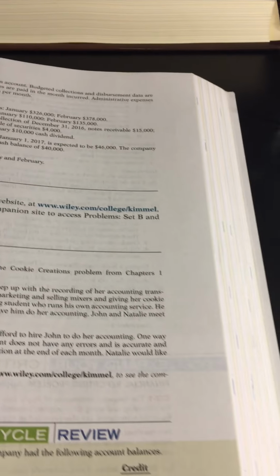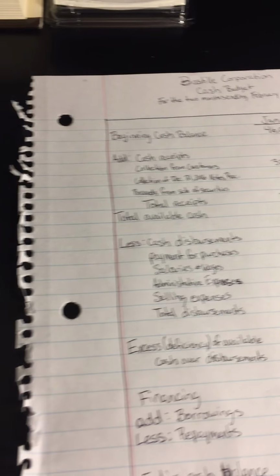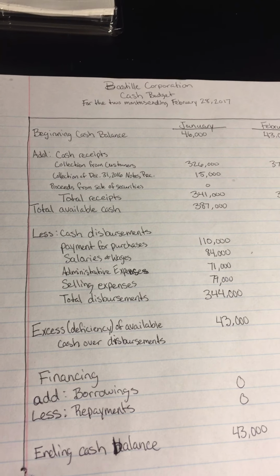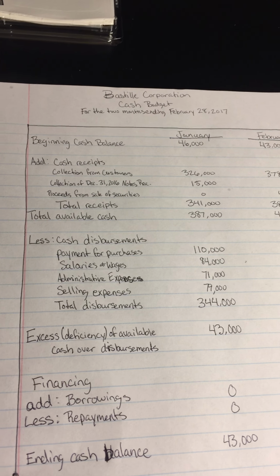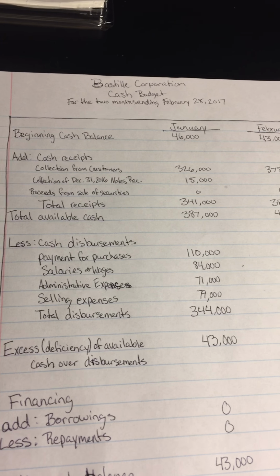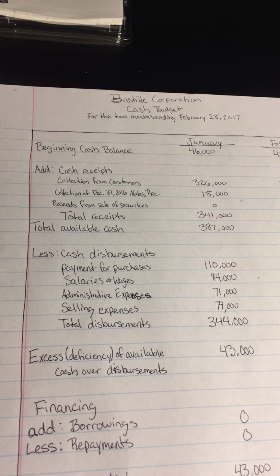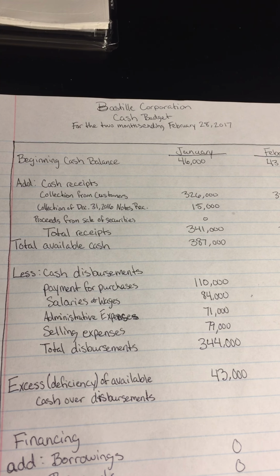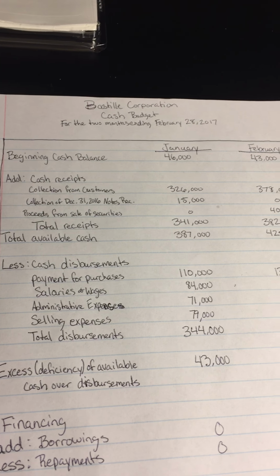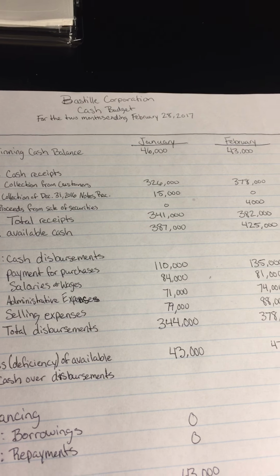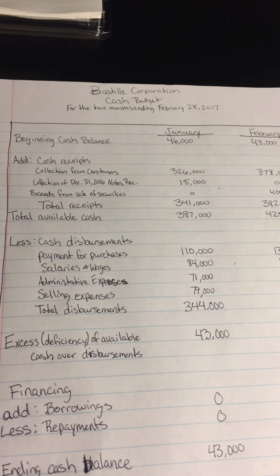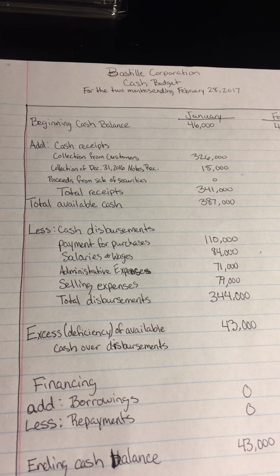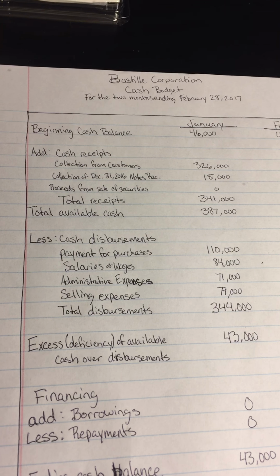So for the cash budget, some important information. To start the cash budget, you're going to start with your beginning cash balance, which it just told us is $46,000 for January. So you start there. You're not actually going to know your beginning cash balance for February because you have to figure that out by going through the cash budget. So let's just move on.